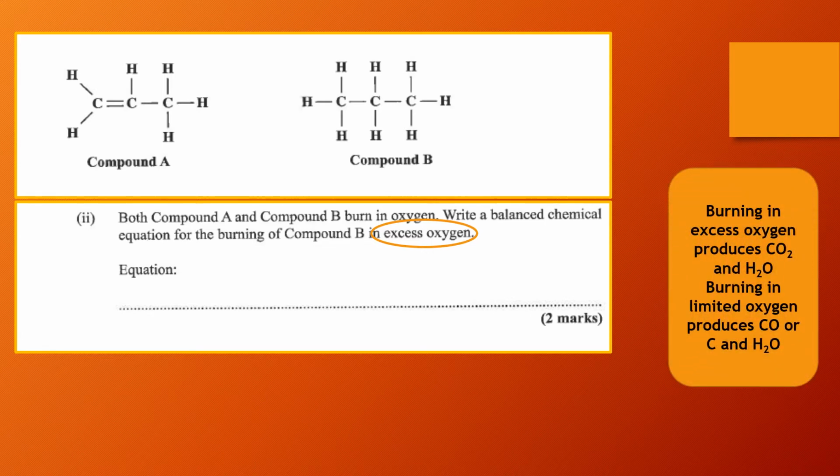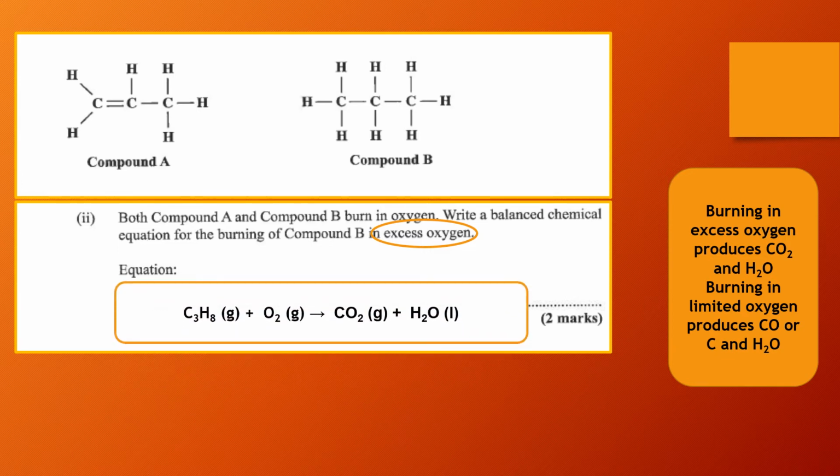In excess oxygen, we can produce carbon dioxide and water or steam, whereas in limited oxygen, we could produce carbon monoxide, or carbon if it's very limited, which is the black looking soot, and water or steam. So in this particular equation, let us write down our reactants and the products we expect to get. It is compound B, which is C3H8, that's its formula, burning in oxygen to give us carbon dioxide and water. And of course, we put in our state symbols.